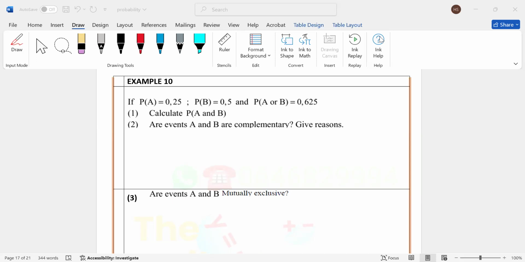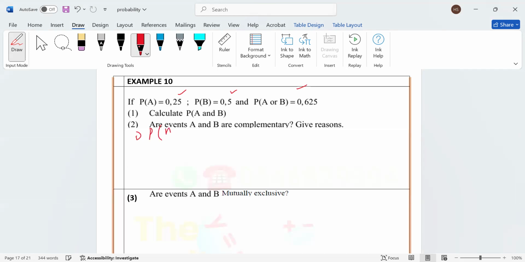And then the next thing is this. When we started with this, we told you if you are given 3 things, you can find the fourth one. How would you find the fourth one? We have a formula for that. Number 1, the probability of A and B is going to be given as the probability of A plus the probability of B minus the probability of A or B.